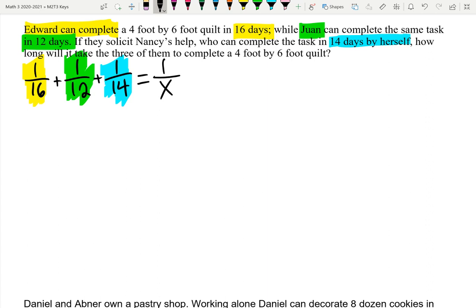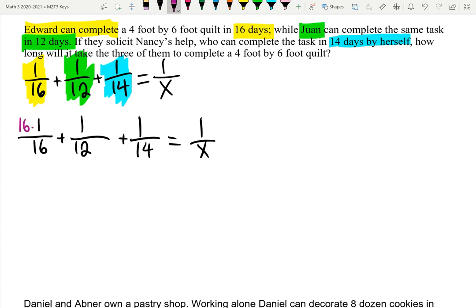So I have it set up. Now I'm going to go ahead and start eliminating my denominators. I see 16, 12, and 14. I'm going to start out by multiplying by the denominator of 16. So I write it out. I'm going to multiply each part by 16. And then 16 divided by 16 is going to cancel, leaving me with 1.